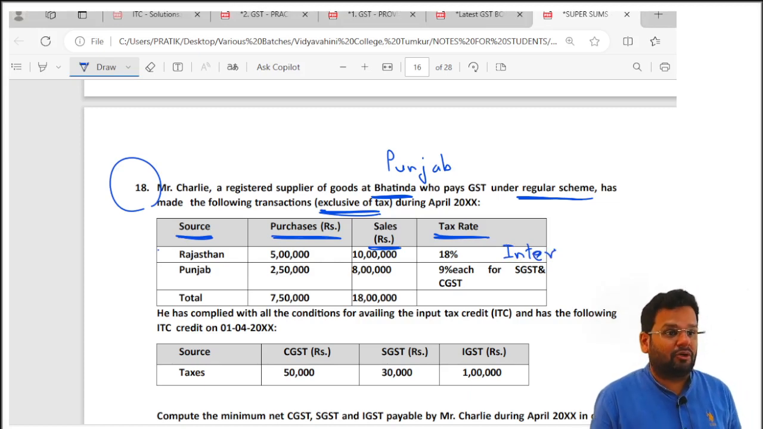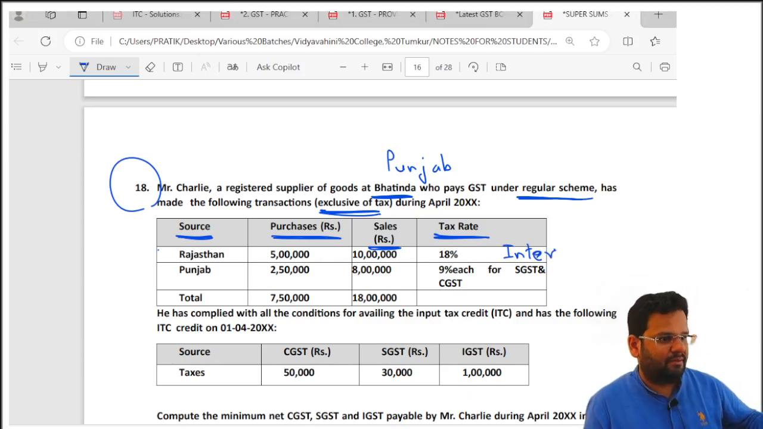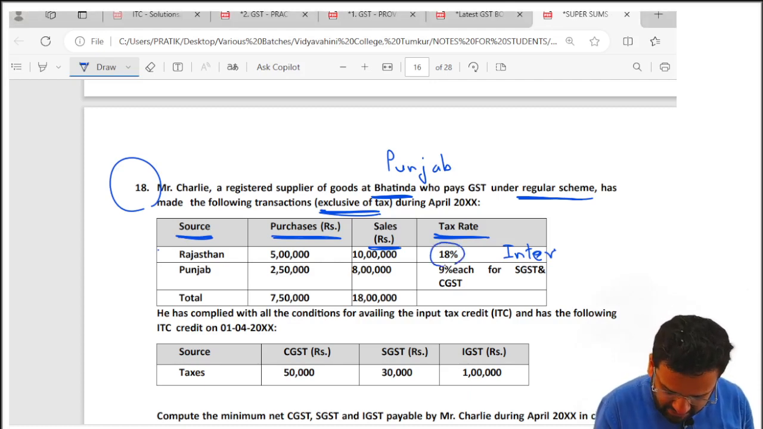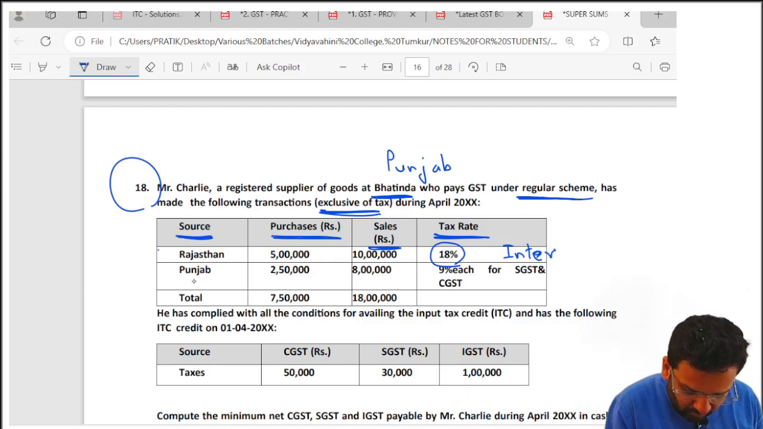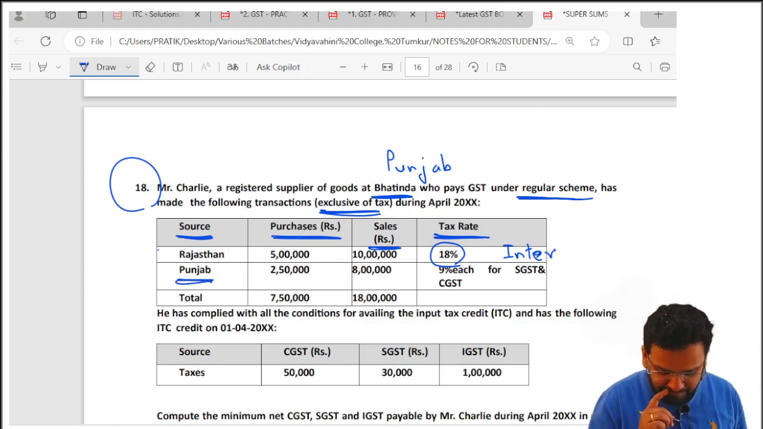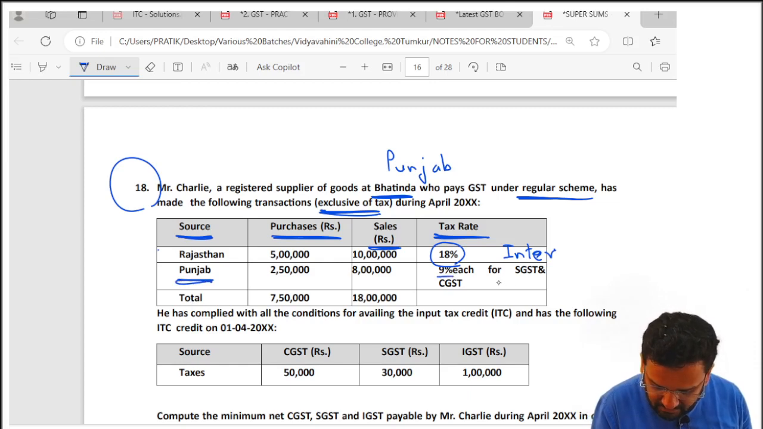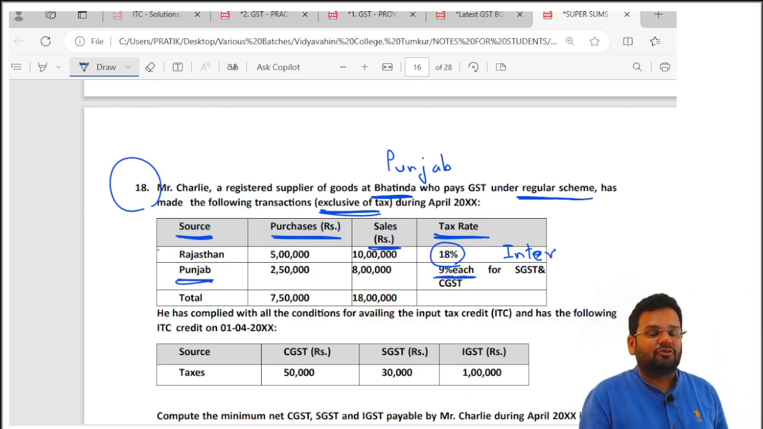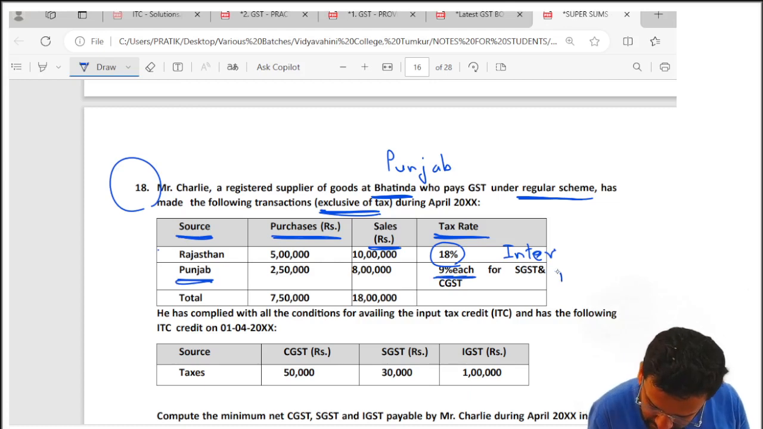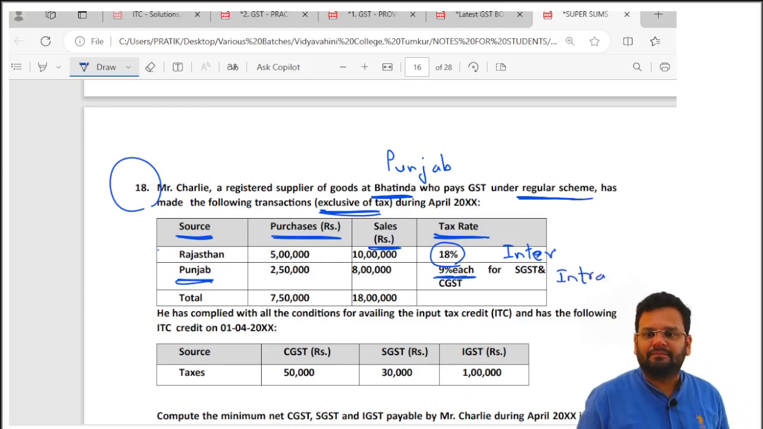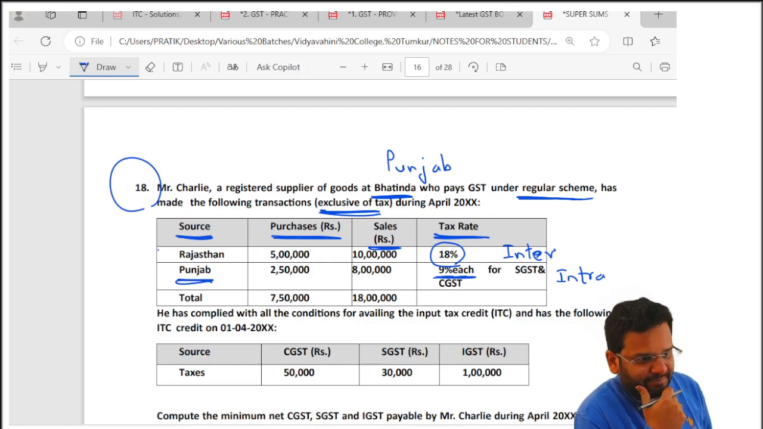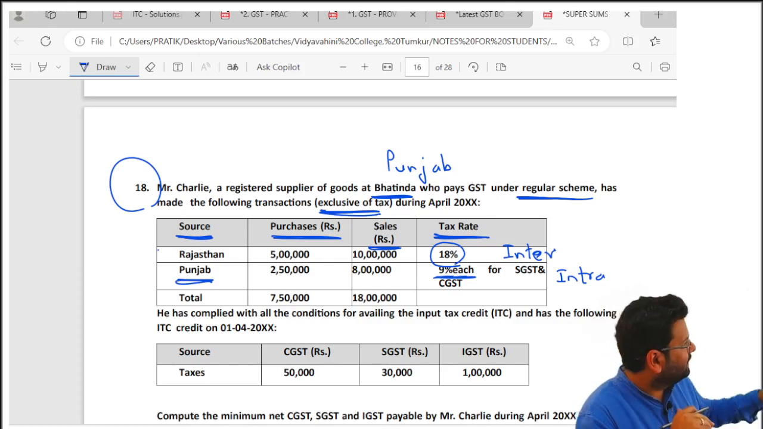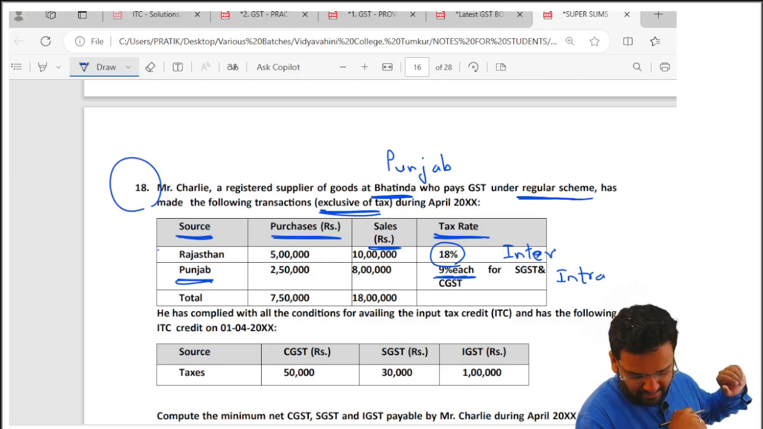Next. So even if you did not know that Bhatinda is in Punjab, still there was no problem because the tax rate given is 18. And in the next, when you are doing from Punjab, the tax rate given is 9% each. So you would have understood that this is intra. Clear? So you did not worry that your geography should be strong for understanding intra or inter. No need. They will somehow give you the hint. So hint is clear.